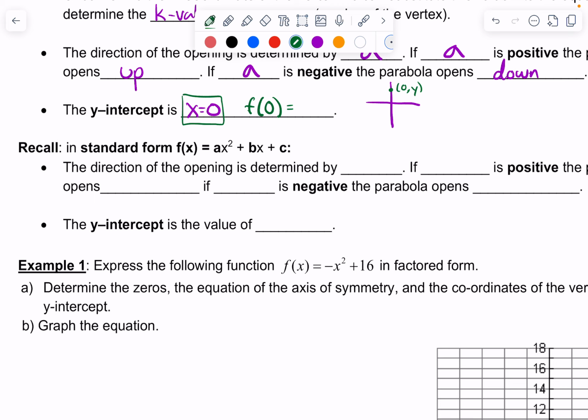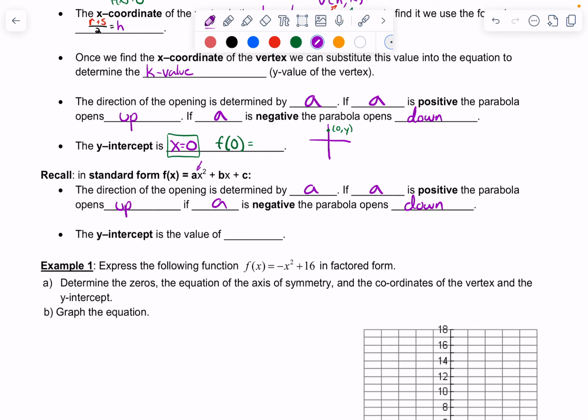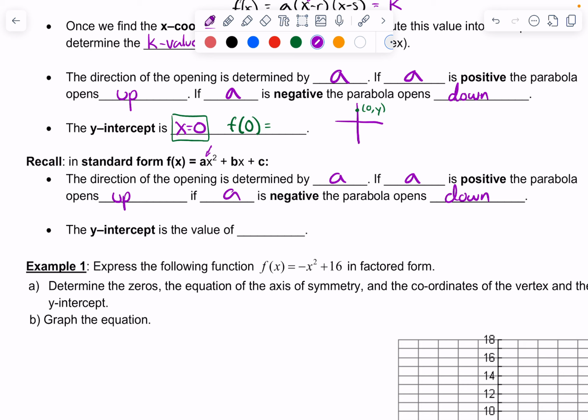Okay, and now if we look at standard form, the direction of opening in standard form is also given by a, right? This a right here. And just like in factored form, if a is positive, the parabola opens up. If a is negative, the parabola opens down. And the y-intercept, well, in standard form, actually this is what standard form is good for. The y-intercept is the value of c. It's just whatever you see on the backside there. So in this case, it's c.